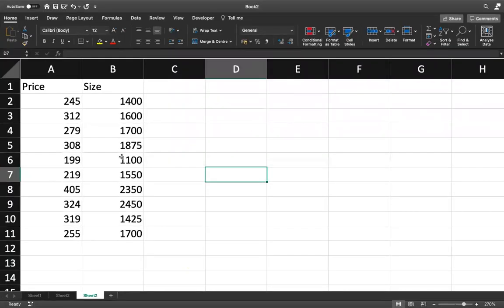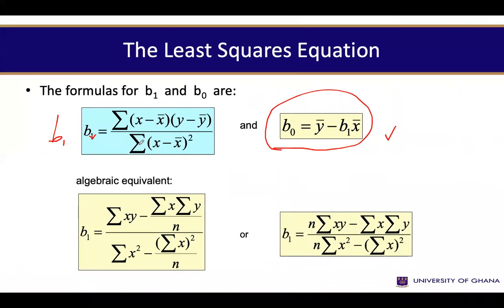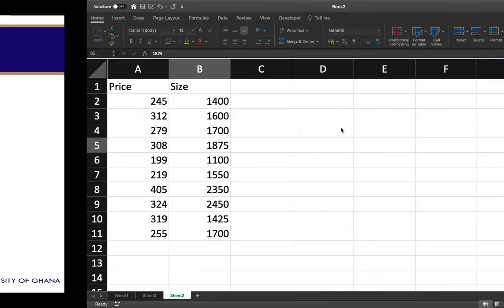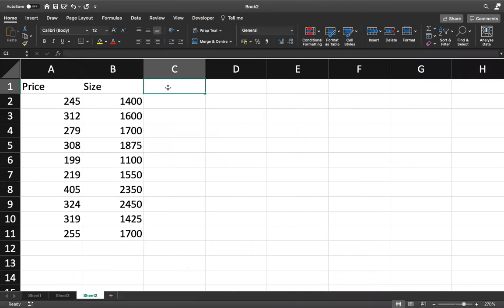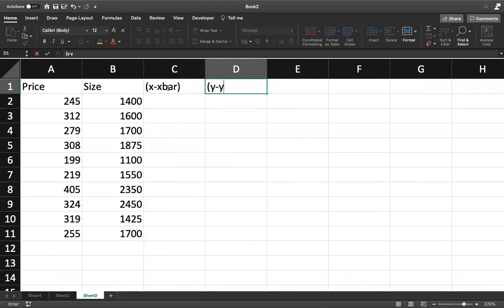When we were treating the correlation analysis, we were using a formula that is close to this, so I'm going to use that same approach. I'm going to find the B1 using this, and then B0 using that. Assuming there's no Excel, it's supposed to work mechanically. So you create another column. Let's call it X minus X bar, and then you have Y minus Y bar.